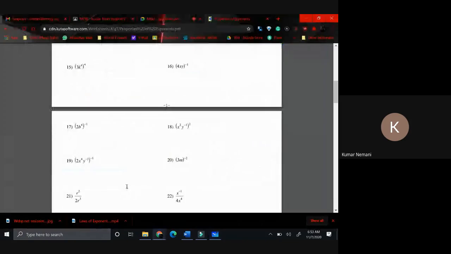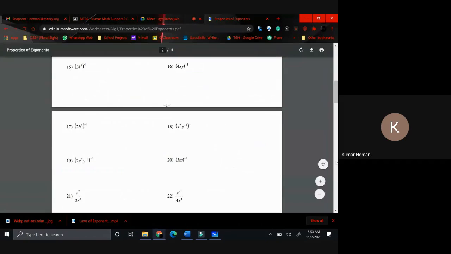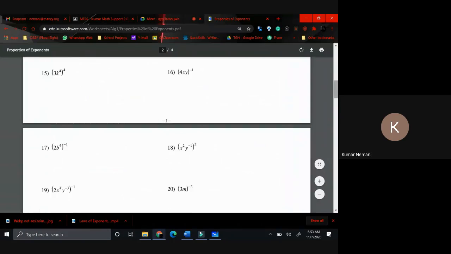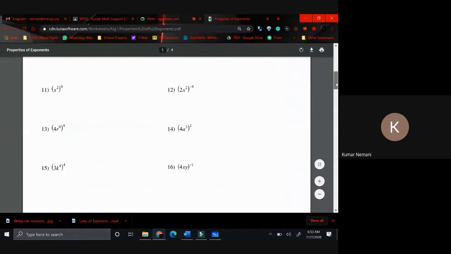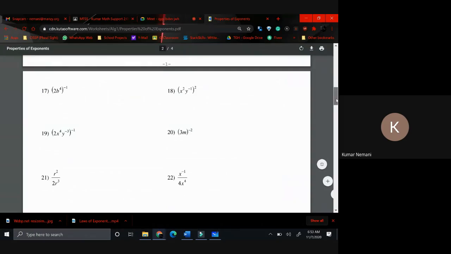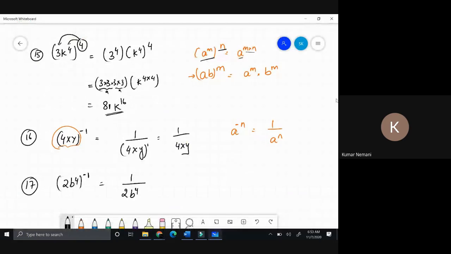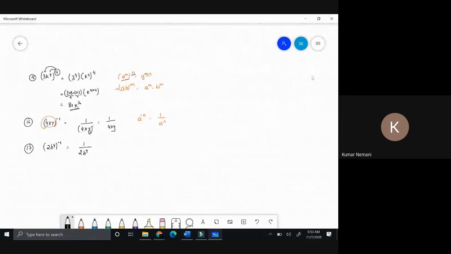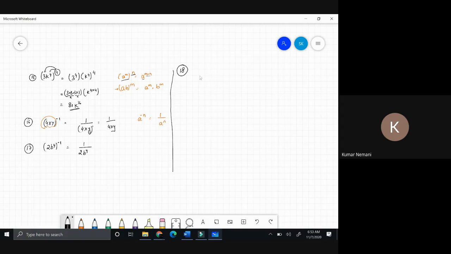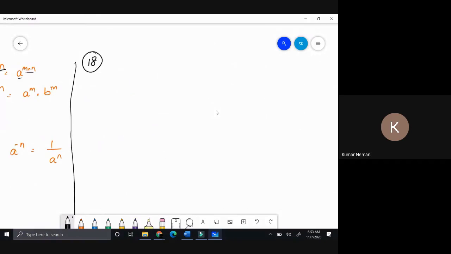So I'm going to take the next question. It is x square y power -1 whole square. Let me make this a little bigger so you guys can see the questions. I'm going to write question number 18 over here: x square y power negative 1 whole square.